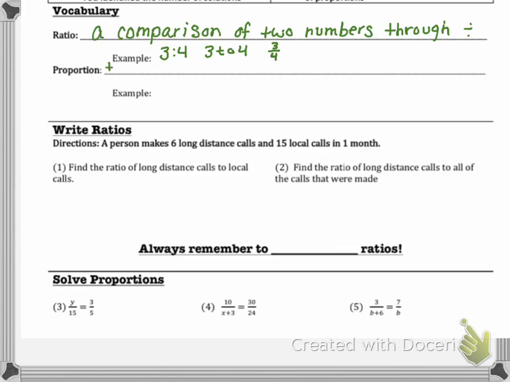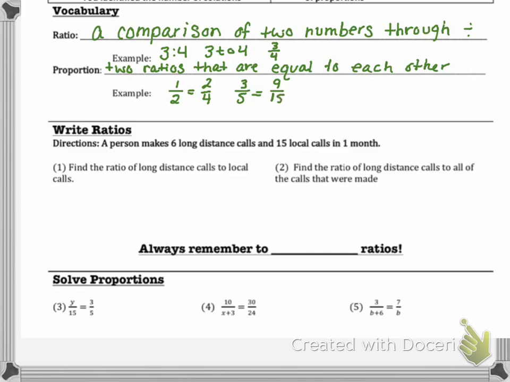And a proportion is simply setting two ratios equal to each other. So two ratios that are equal to each other. An example of that might be 1/2 is equal to 2/4, or 3/5 is equal to 9 over 15.